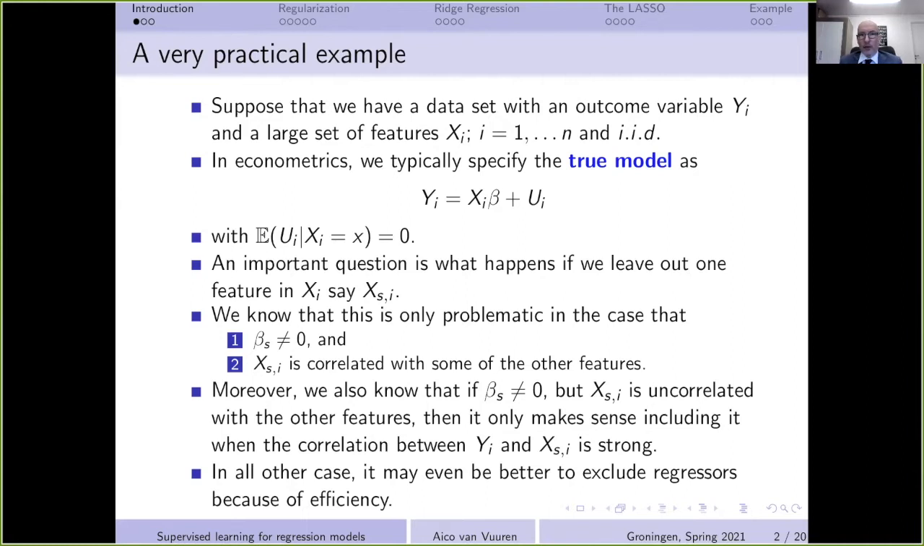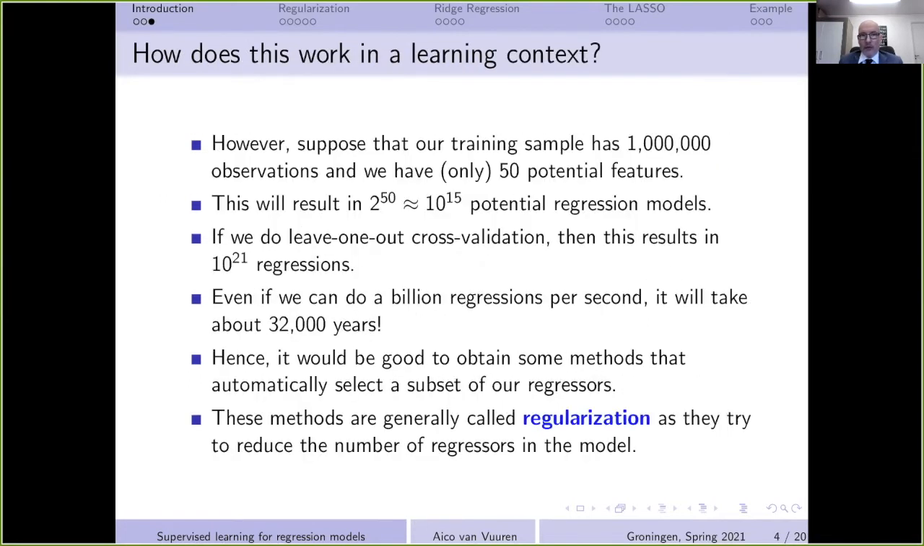That actually works quite well, and it is also quite straightforward. Well, even though this works quite well and it's very straightforward, we should take into account that in practice, this is not going to be so useful. The reason behind that can be explained by looking at a very simple example. Suppose that the training sample has 1 million observations, and in addition to these 1 million observations, we assume that we have only 50 potential features. We should, of course, realize that 1 million observations is quite a lot.